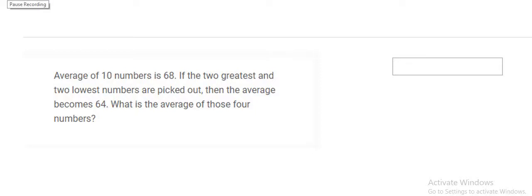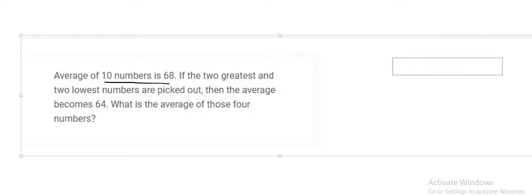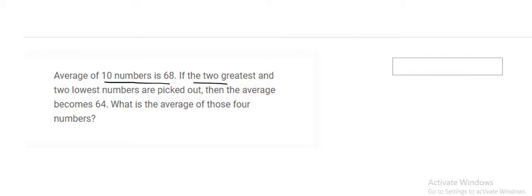Hello, we're going to solve another arithmetic problem today, and for that let us look into the question. It says that the average of 10 numbers is 68, and it also says if the two greatest and the two lowest numbers are picked out, then the average changes to 64. Now it's asked what is the average of those four numbers.